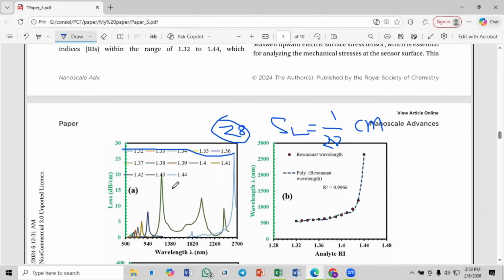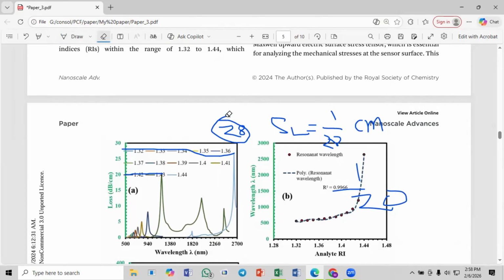We can also calculate sensor length per wavelength. So for 1.43, the maximum loss is maybe 20, then the sensor length is 1 divided by 20. That's how we calculate the sensor length.